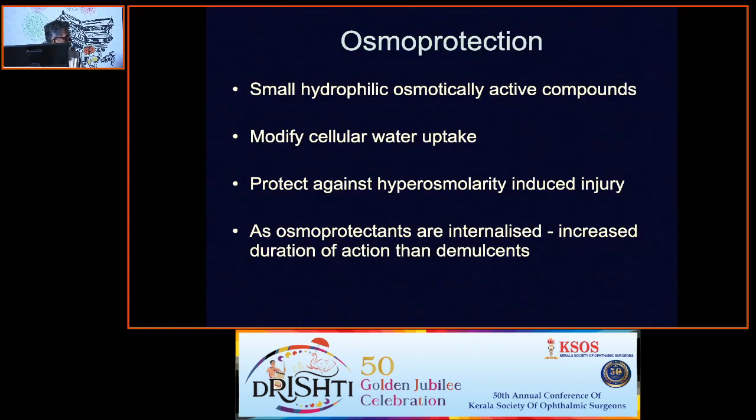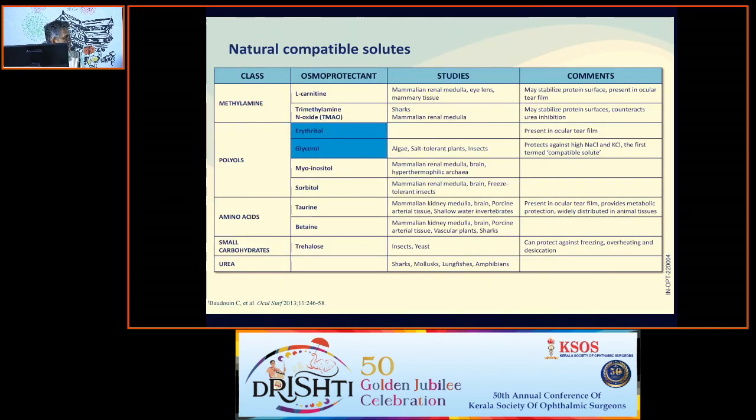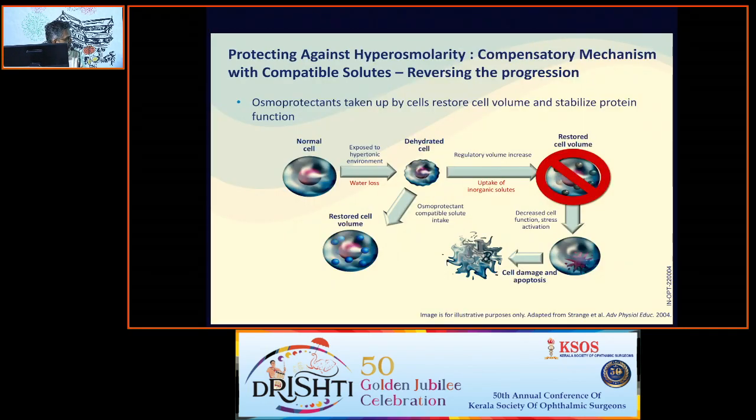So in osmoprotection, what you mean is there are small hydrophilic osmotically active substances that modify the cellular water intake. It basically protects against hyperosmolarity or hyperosmolality induced damage. So as osmoprotectants go into the cell, an increased duration of action can be expected. There are different types of protectants. I think a few are available in the market. Erythritol, glycerol are well-known things. Trehalose is there, sorbitol is there, L-carnitine is there.